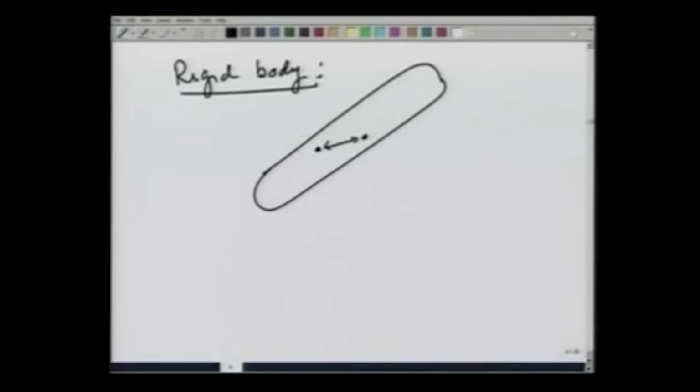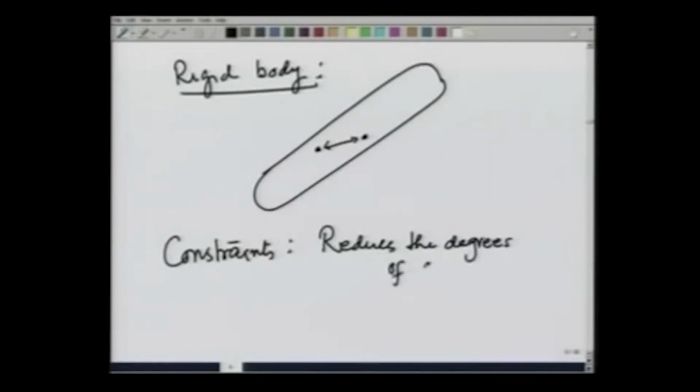All right. So, the concepts that we have come up with are the constraints, which reduce the degrees of freedom, and constraint forces, which enforce the constraint.